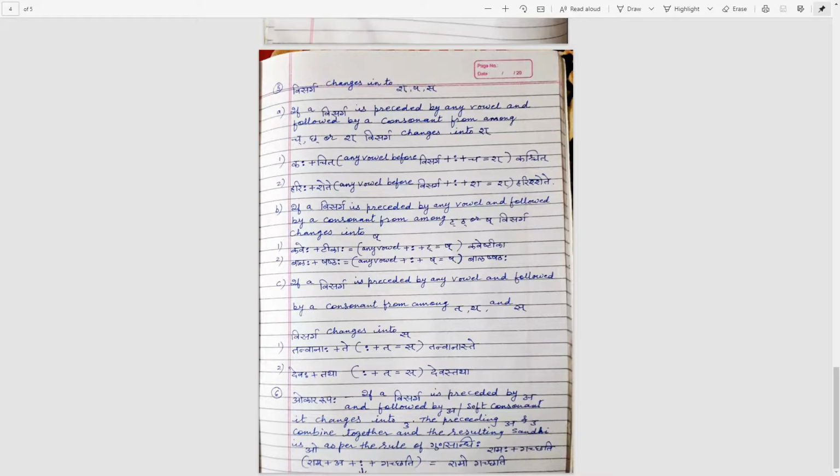Because what do we require? We require before the visarga a, and after the visarga we want either a or a soft consonant. So here we have a before the visarga and a soft consonant after the visarga. So in place of visarga, u will come. Now this a of Ram and u which came in place of visarga will join. A plus u will be o. Ramo Gachati will be the answer.